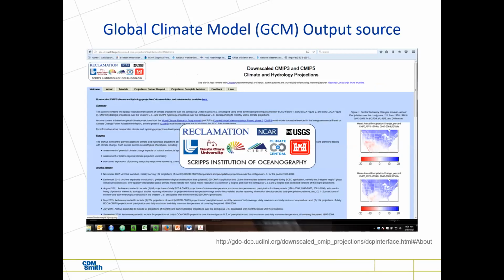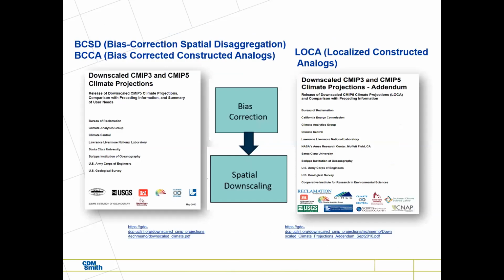Global climate model output is readily available at this website. It's the Bureau of Reclamation, but all of these institutions participate in making this available. It's downloadable. It's on a daily scale. There are various projections from the prior CMIP projections and the most recent. And of course, we're up for an update in about 2 years or a year and a half, and there'll be more projections available. So these are downloadable, and that's exactly what we have used.